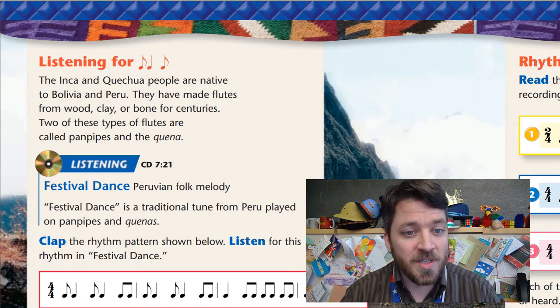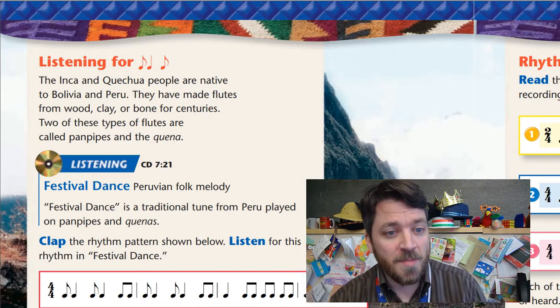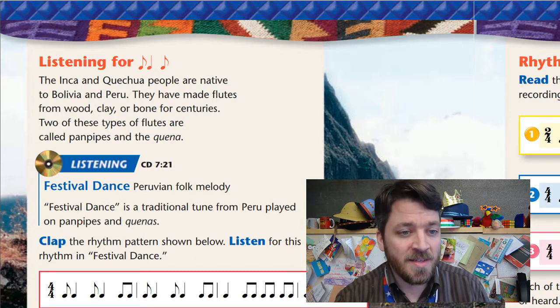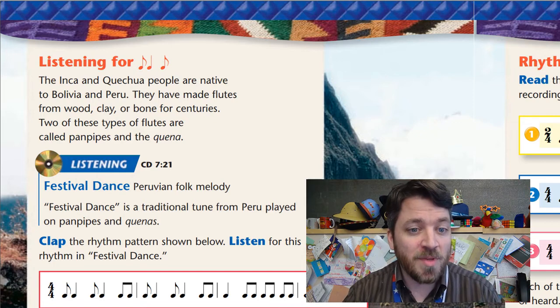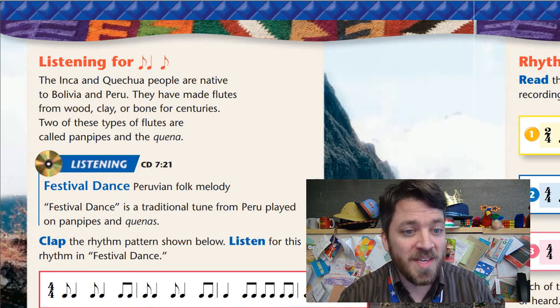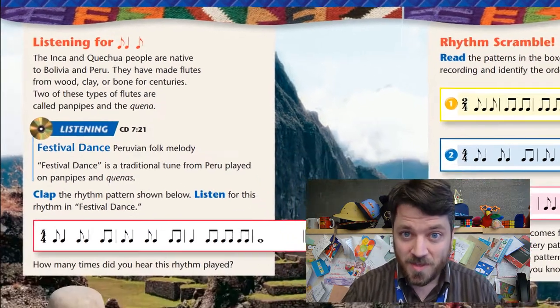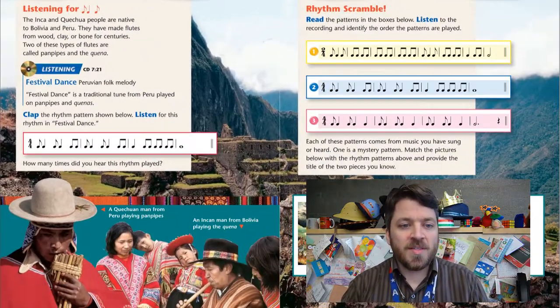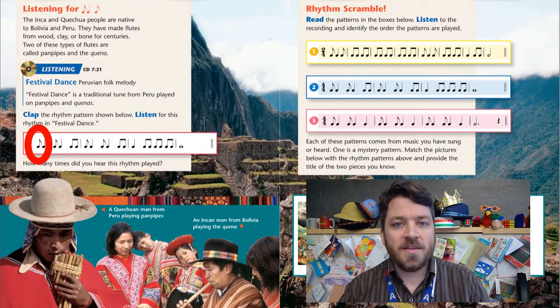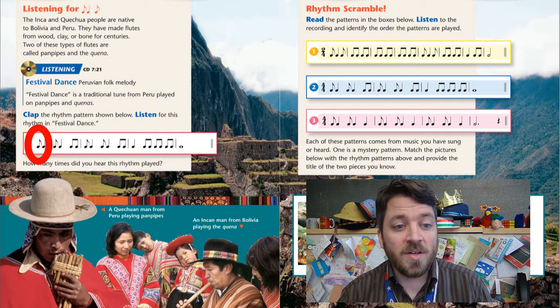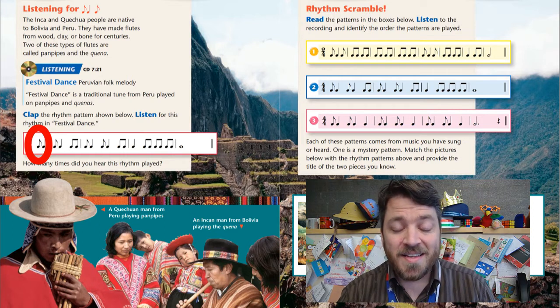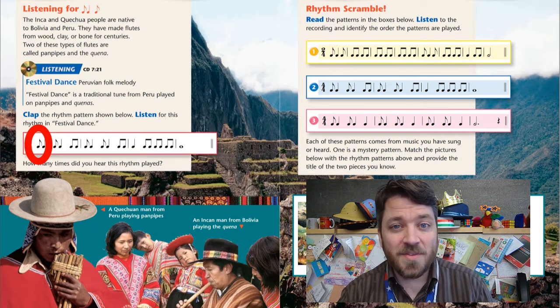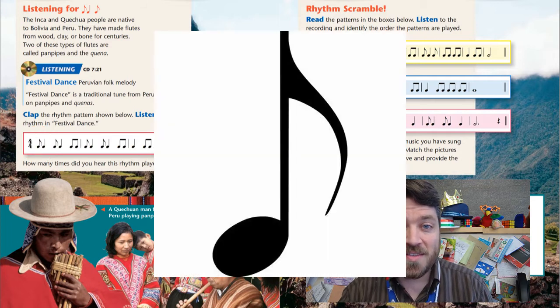Festival Dance is a traditional tune from Peru played on panpipes and quenas. Clap the rhythm pattern shown below. Listen for this rhythm in Festival Dance. Now let's talk about this rhythm before we clap it. You can see right here, there is a note called ti. Now this is just like ti-ti, except there's only one of them. So when you see this, that means ti.